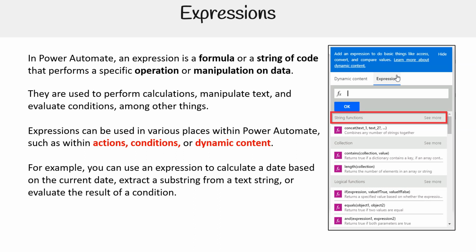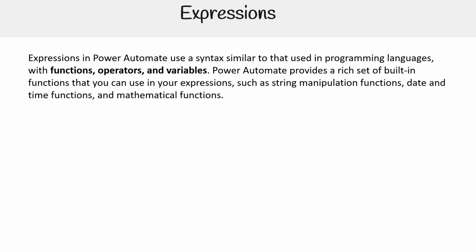For example, you can use an expression to calculate a date based on the current date, extract a substring from a text string, or evaluate the result of a condition. Expressions in Power Automate use a syntax similar to that used in programming languages, with functions, operators, and variables.